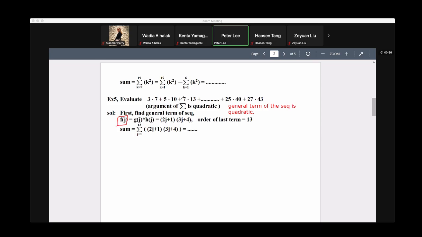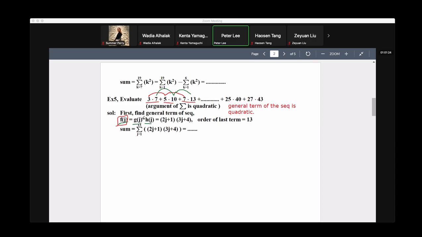What's the first thing? You have to figure out the pattern. It's 3 times 7, 5 times 10, 7 times 13. If you look at the first factor of each term, it is 3, 5, 7. The second factor is 7, 10, 13. That's the pattern. So f of j is equal to g of j times h of j.